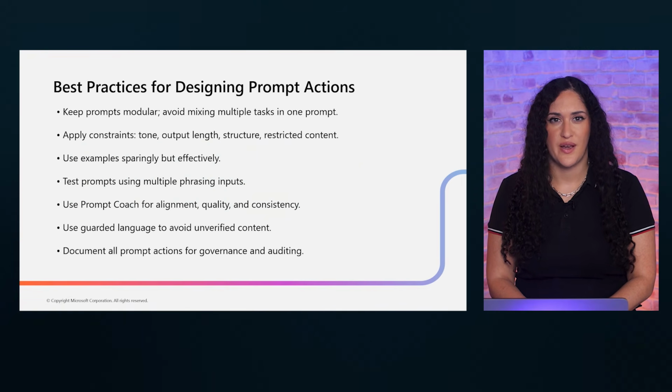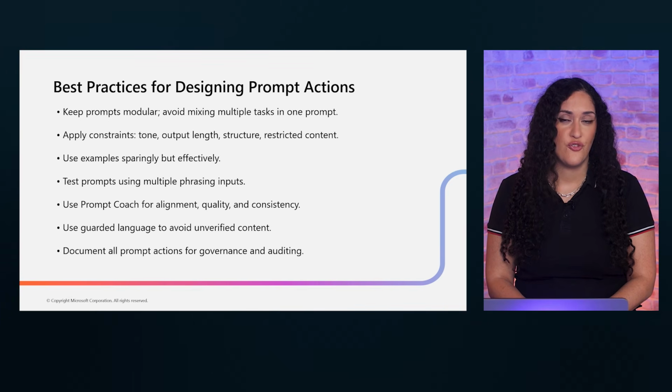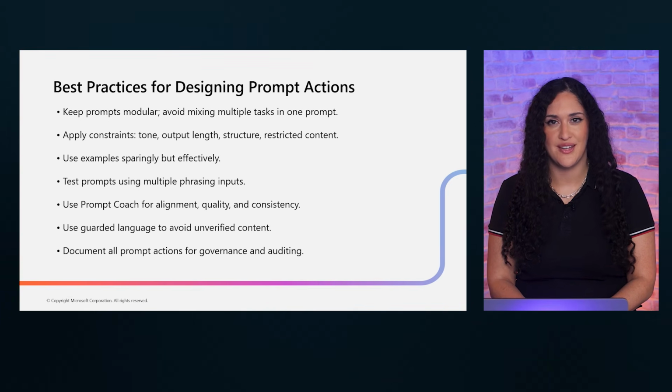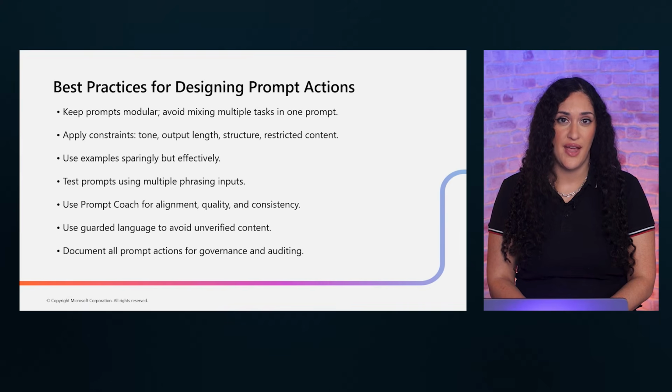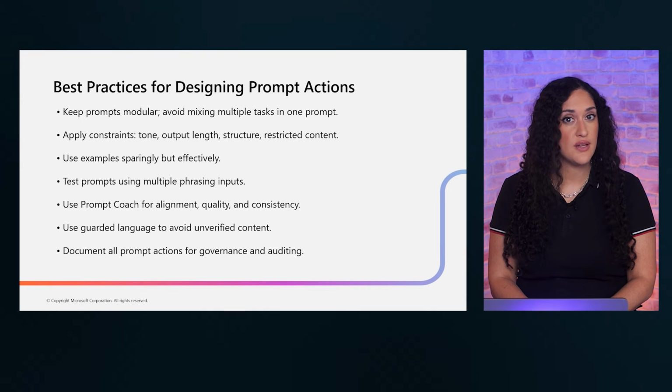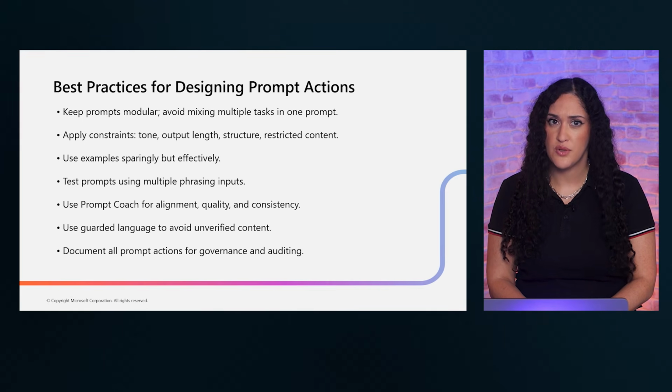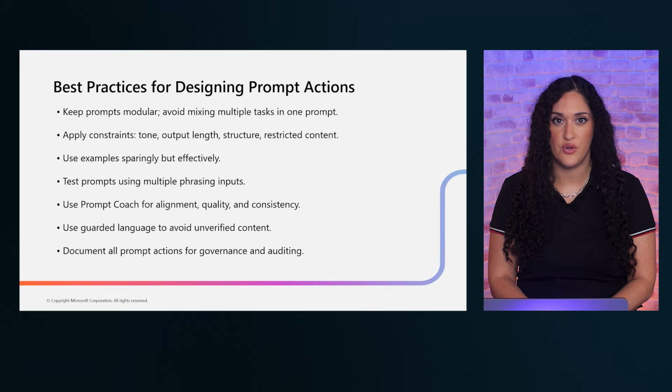So here are some best practices from prompt actions. First of all, keep them modular so each one handles a single task. Apply constraints for tone, length, and structure to ensure consistent outputs. Use examples sparingly. A few well-chosen examples are more effective than many. Test with multiple phrasings to make sure your prompt handles real-world input variability.